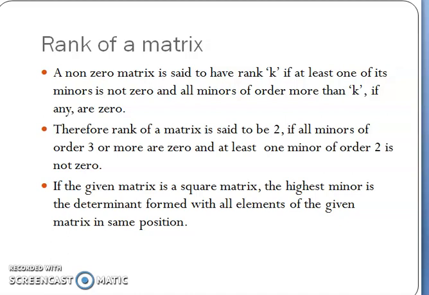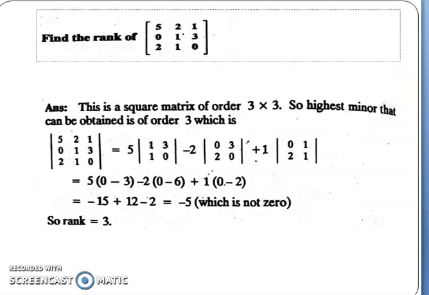If the given matrix is a square matrix, the highest minor is the determinant formed with all elements of the given matrix in the same position. For example, find the rank of a 3 by 3 matrix 5 2 1, 0 1 3, 2 1 0. This is a 3 by 3 matrix, so the highest minor we can form is of order 3. That is, the highest minor is its determinant itself.